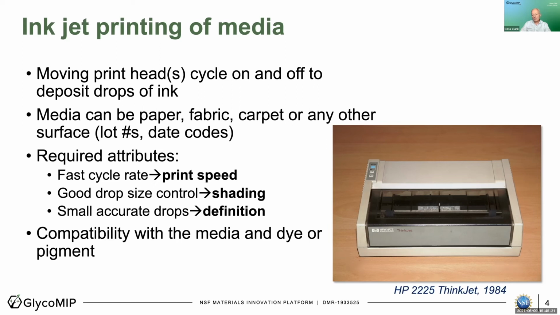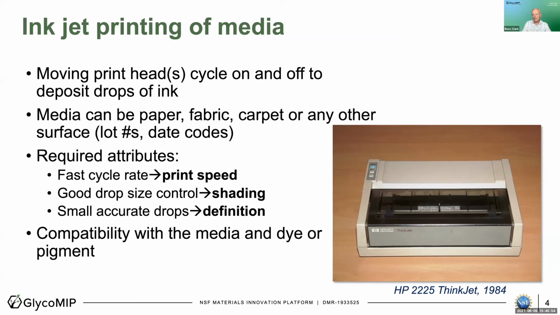If we're going to do this, we need a fairly fast cycle rate. We obviously want to be able to turn these jets on and off very quickly. That gives us print speed. We want to be able to control the size of the drop, and that is what gives us all the subtleties in shading and good color reproduction. And we want really small, accurate drops, and that's what's going to give us definition. And of course, we need compatibility with the media and the dye or pigment that we're going to be depositing on that media.